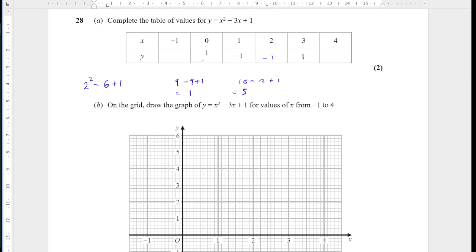Should have really put 1 there. So 5 there. And then if I work backwards, we expect this to be 5, but we'll find out. So minus 1 squared would be 1. Minus 3 times minus 1 becomes plus 3, and then plus 1, so that would be 5.